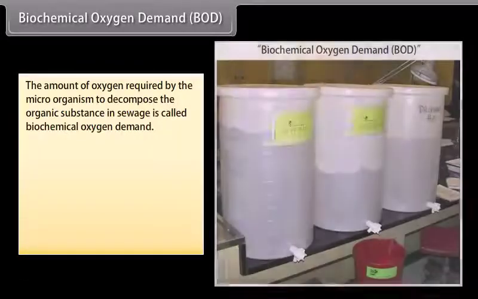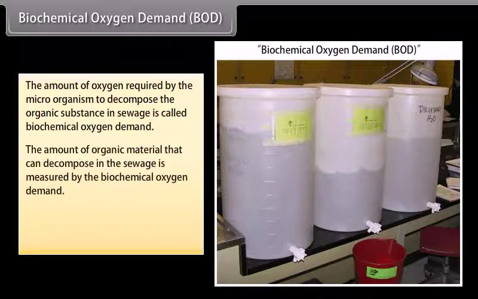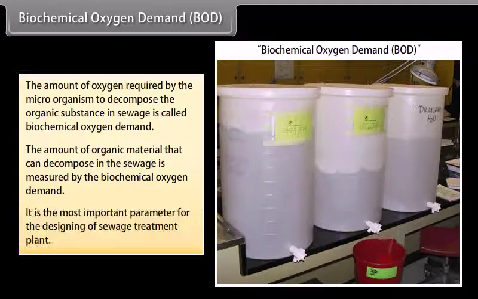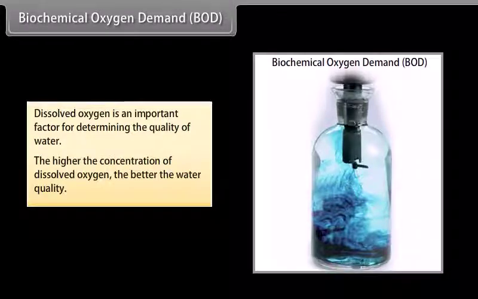Biochemical oxygen demand, BOD. The amount of oxygen required by the microorganisms to decompose the organic substance in sewage is called biochemical oxygen demand. The amount of organic material that can be decomposed in the sewage is measured by the biochemical oxygen demand. It is the most important parameter for the designing of a sewage treatment plant. Dissolved oxygen is an important factor for determining the quality of water. The higher the concentration of dissolved oxygen, the better the water quality.